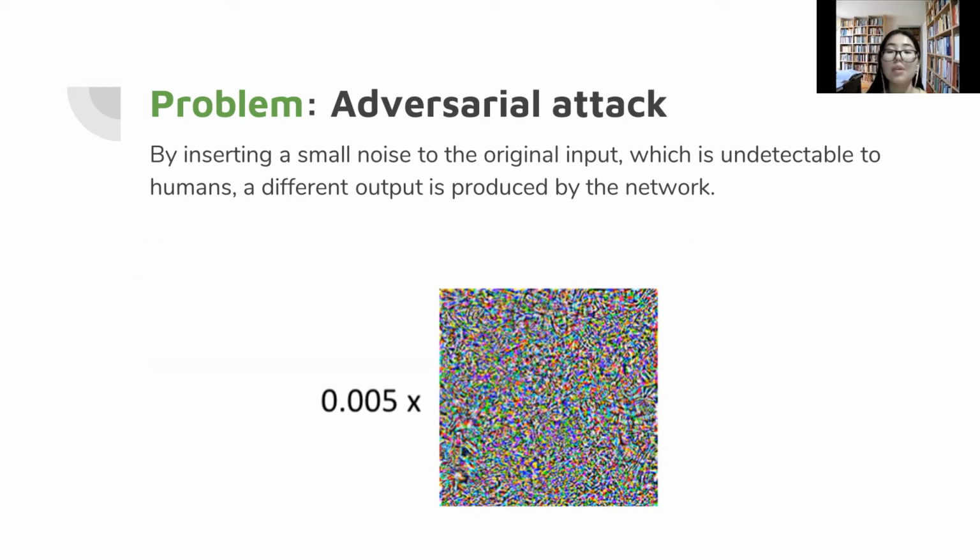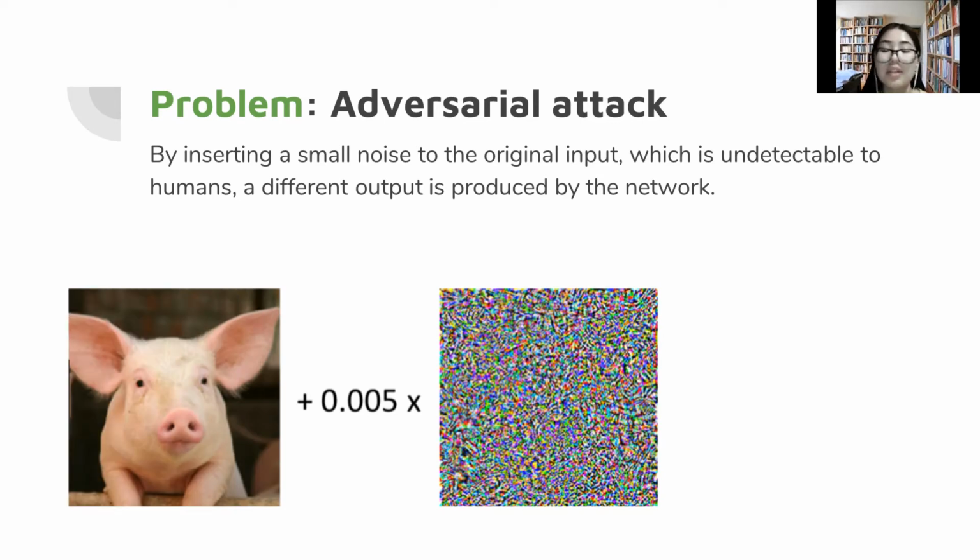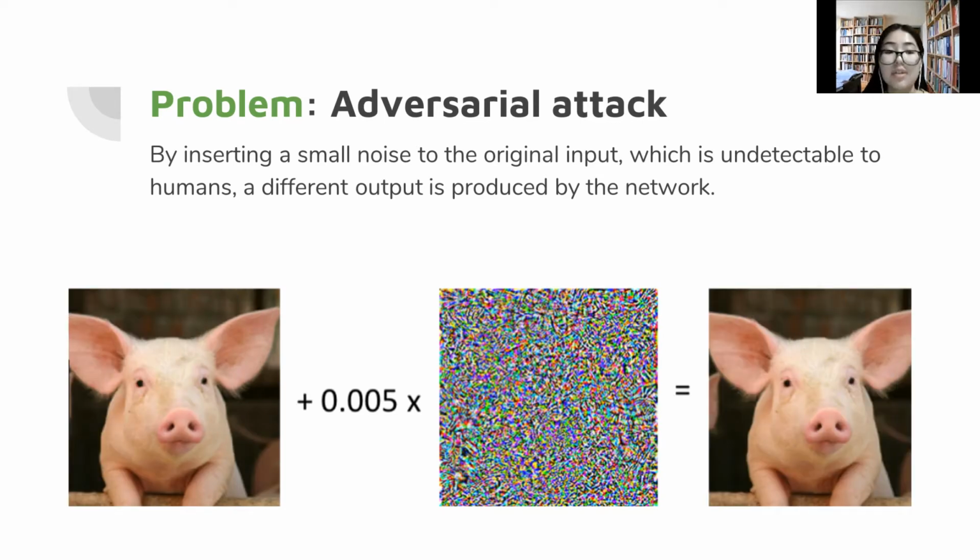When a small noise is inserted into the original input, it can be undetectable to humans, but at the same time, it may produce a completely different output by the network. So this image is originally classified as peak, but with small noise inserted, it gets classified as airliner.